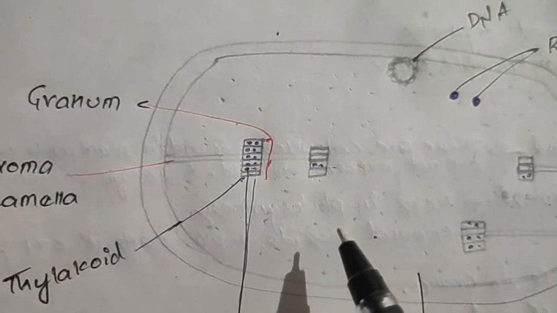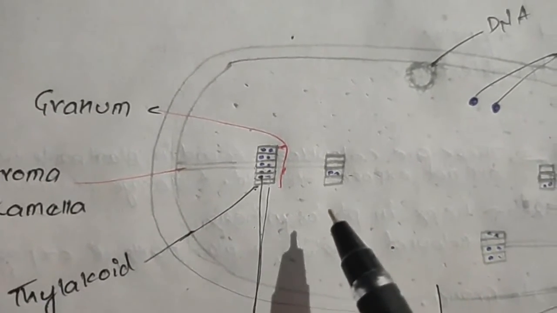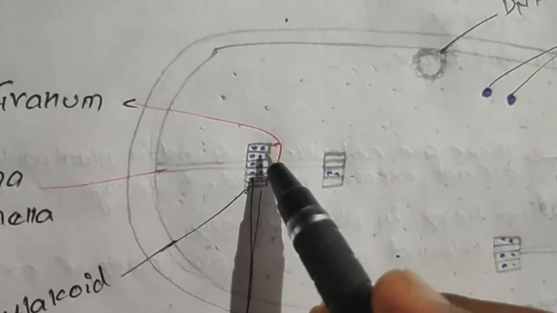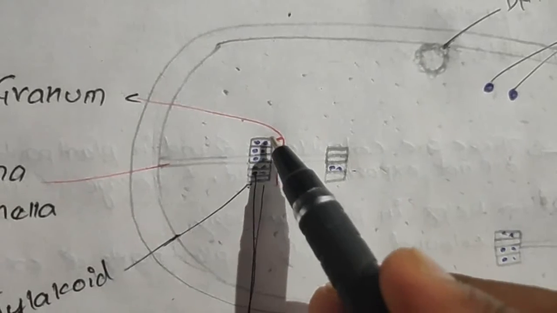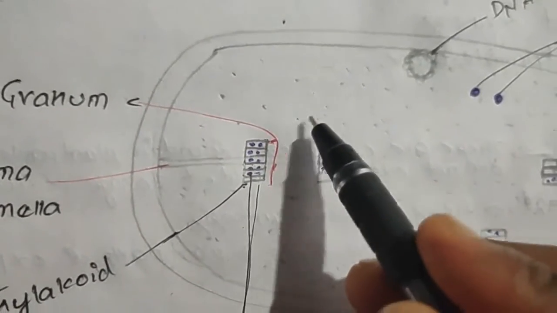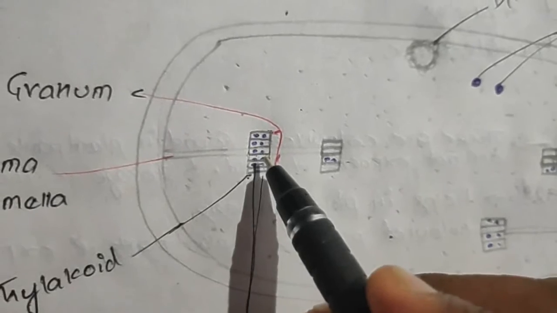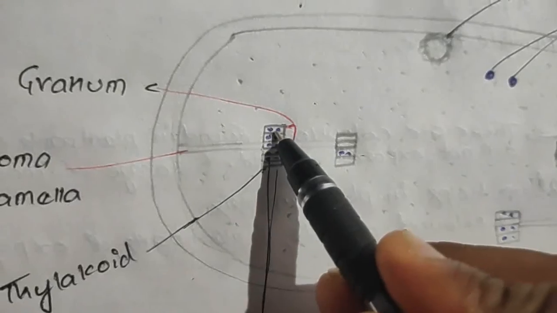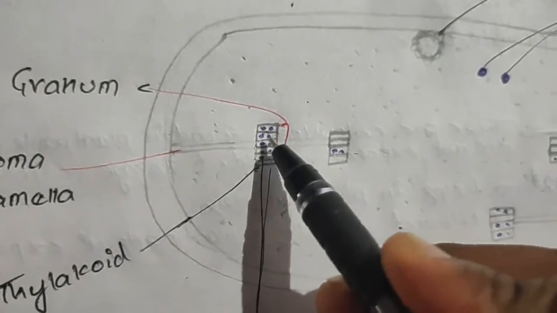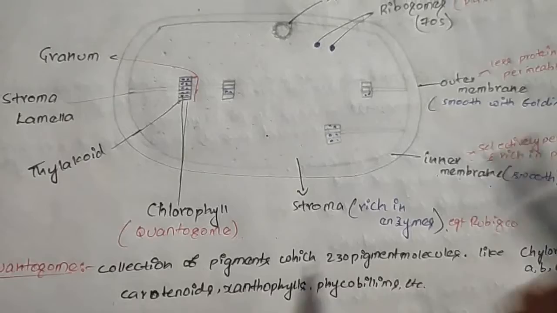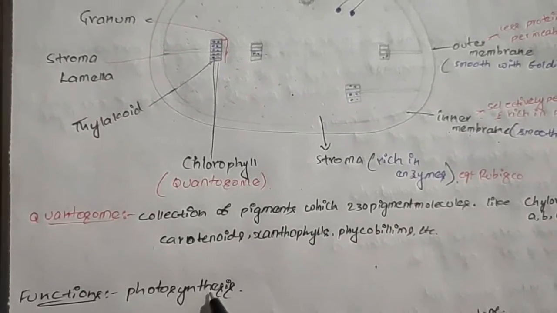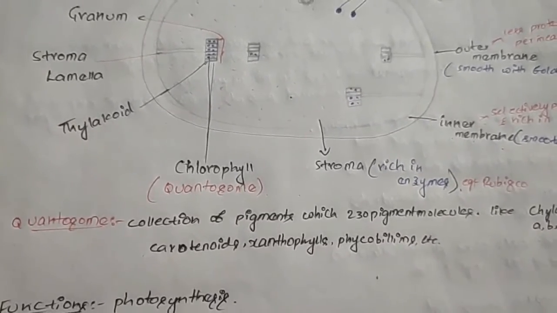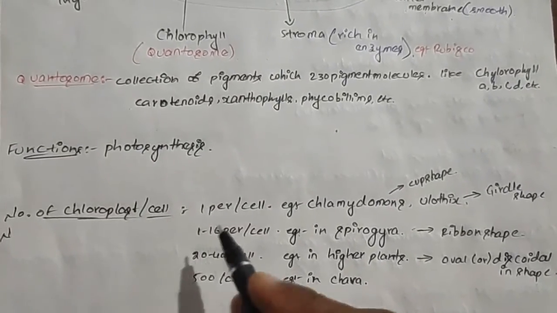Among the light harvesting complexes, photosystem 1, which absorbs the wavelength 700, will be present in the non-appressed part. Non-appressed part means the membrane of the thylakoid which is in contact with the stroma, and photosystem 2 is present in the appressed part. Appressed part means the membrane of the thylakoid which is in contact with another thylakoid membrane. And this chloroplast helps in photosynthesis, and it also helps in all light reactions and dark reactions of the cell.